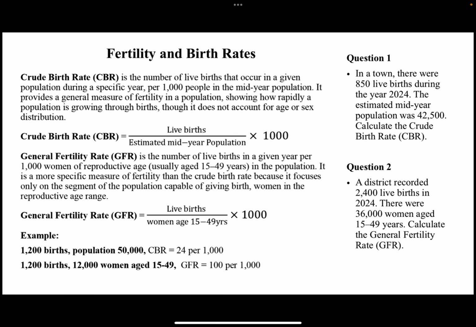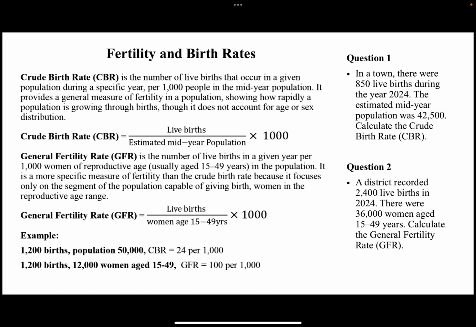Okay, so that indicator is going to give you a more specific measure of the fertility of the population. Is that okay? Great. So the difference is with the denominator. The crude birth rate uses the estimated mid-year population, the entire mid-year population, as the denominator. But the general fertility rate is specific. It uses women within the reproductive age category as the denominator. That's the difference. Okay, good. So the formula for general fertility rate is live births over the women aged 15 to 49 years, then you multiply by 1,000.